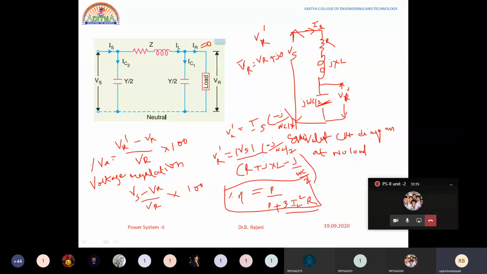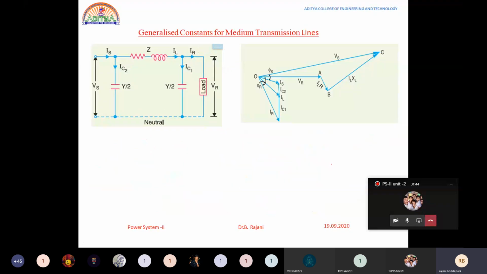This is how you have to represent for nominal T also. For nominal T methods, it won't be C by 2, it will be C only. Now what you will be getting? Vs into j omega C by R plus jXL minus j by omega C. By 2 won't be there in case of nominal T method, whereas in nominal pi method we'll be having by 2. Okay, why? Because the capacitance is divided into two halves. This is how you need to find the percentage regulation and efficiency for a particular medium transmission line.